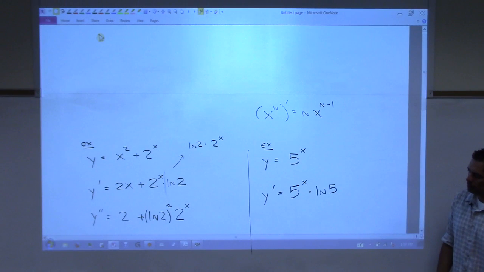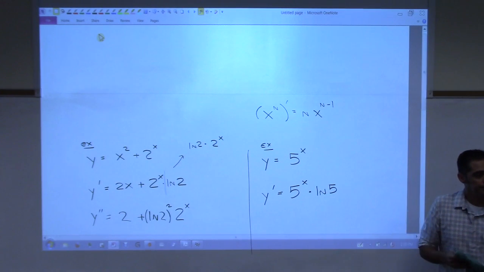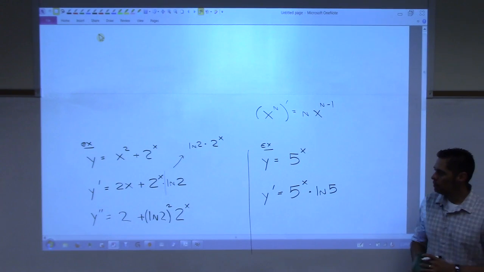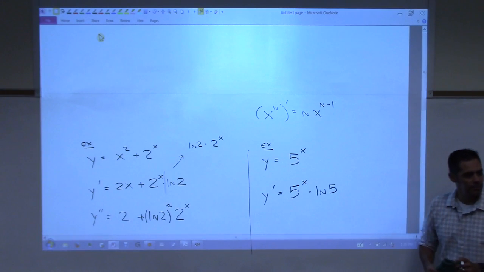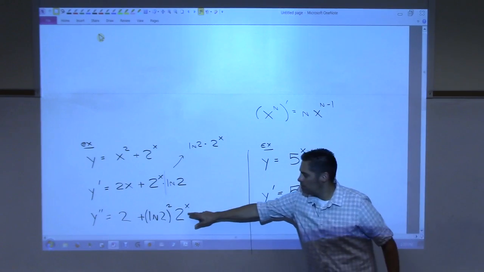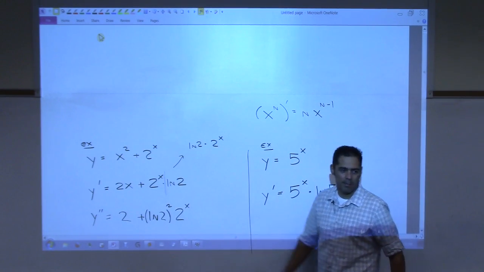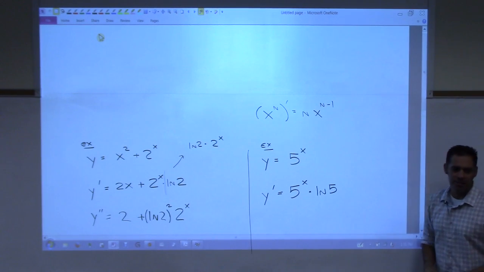Third derivative? Let's not. You could probably see a pattern after a while. Either way, you won't actually ever get rid of the 2 to the x. This will never go away. You can keep taking derivatives all day long, and it's never going to go away.